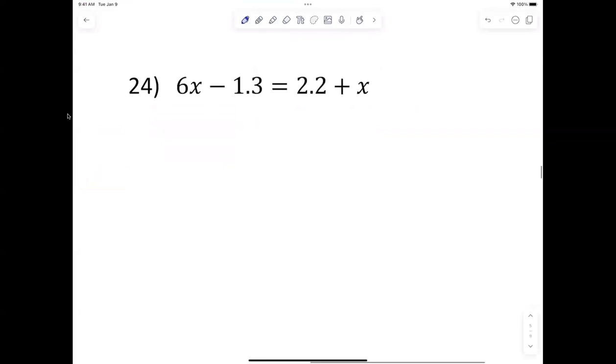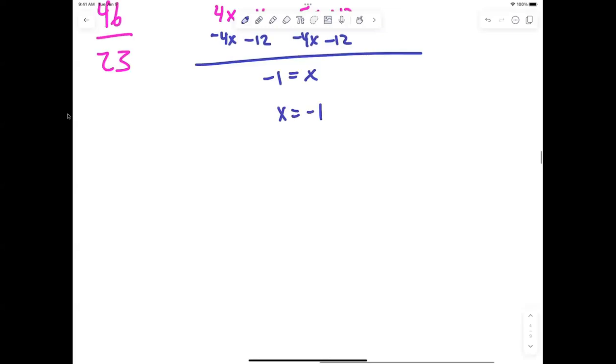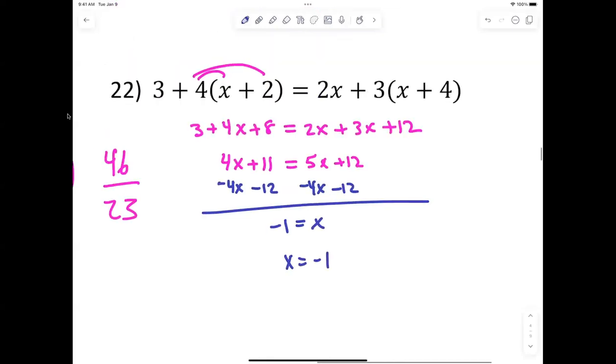Remember, we don't like decimals if you distribute on both sides. I distributed the 4 here, and then distributed the 3.